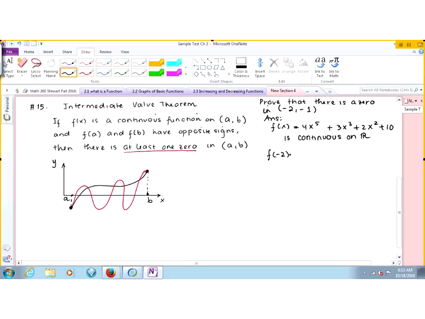What is f of -2? You have to calculate. 4 times -2 to the 5th plus 3 times -2 cubed plus 2 times -2 squared plus 10. What is this? Negative what? 134? Okay. So this is less than 0.